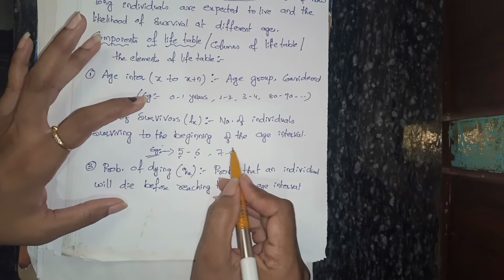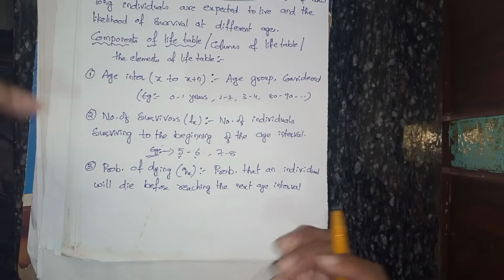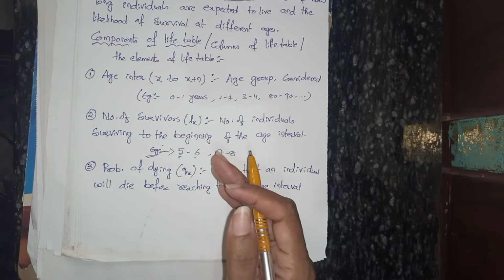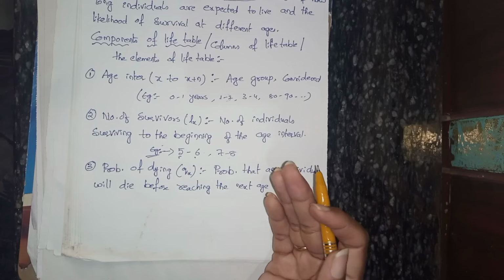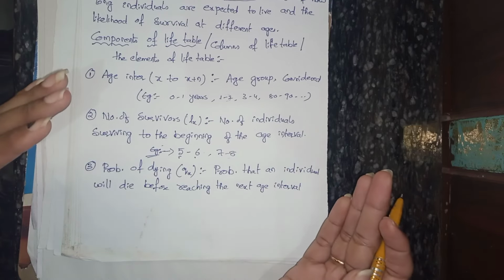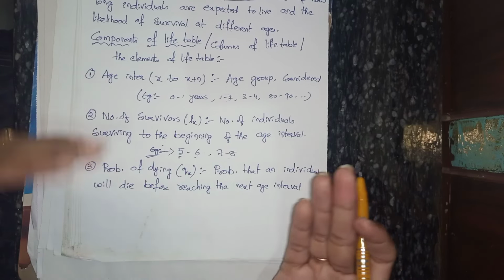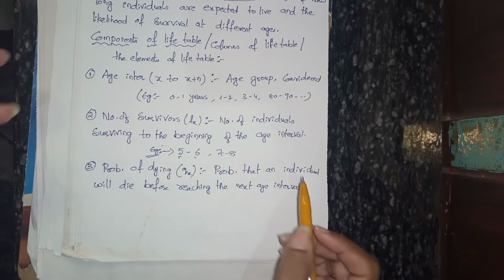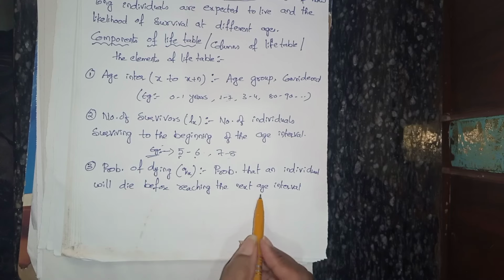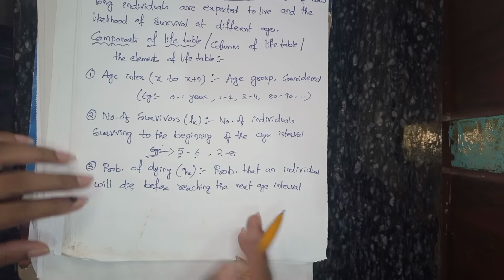So that means we can expect that these children are going to live further years. That means 100 minus 5, they are able to survive 95 years, like that we can say. So that is what? They will die before reaching the next age interval. The probability that an individual will die before reaching the next age interval.